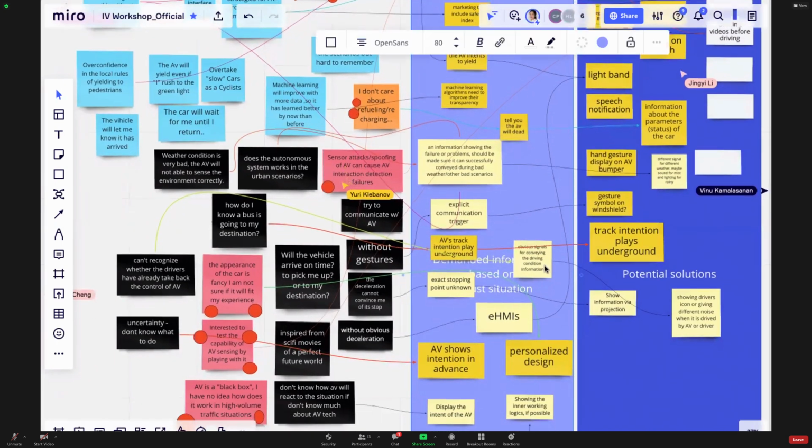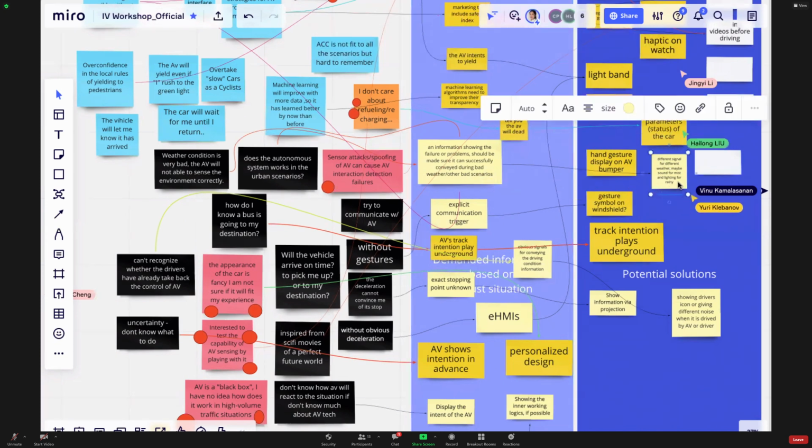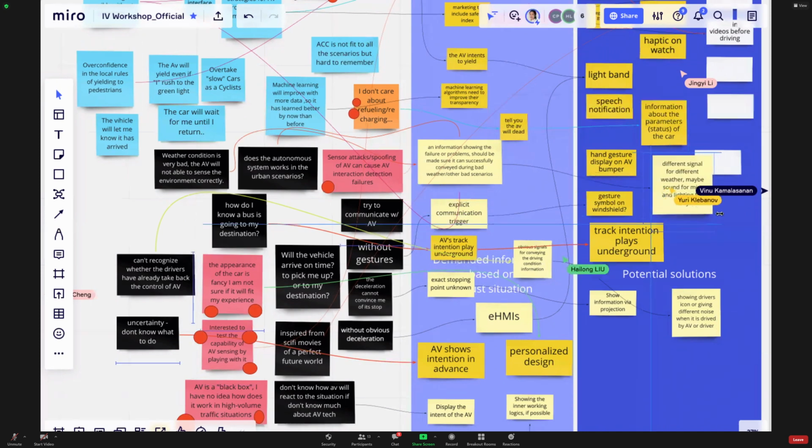Then going back to undertrust, we had ideas like people might be scared of sensor attacks and spoofing, which can lead to failure. People can be worried about that, and this could be solved by showing information about failure problems. Why did we connect these? Sorry, I was not following this idea entirely.